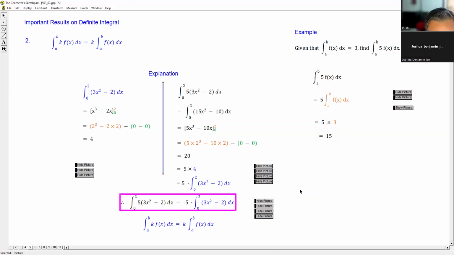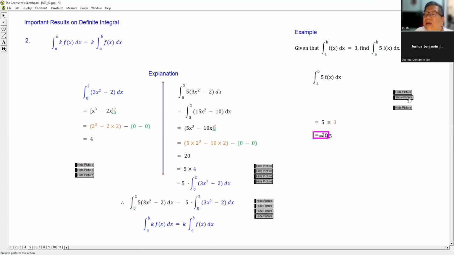Any question? No. Then the example is like this. Okay.